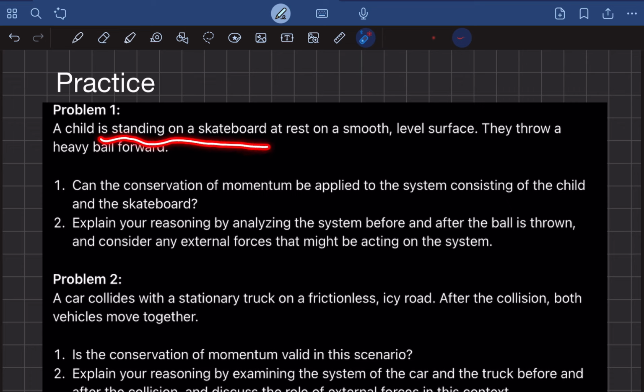The first problem has a child standing on a skateboard at rest on a smooth, level surface. They throw a heavy ball forward. So can you apply the conservation of momentum to the system? And then explain by talking about whether there are external or internal forces. The second problem: a car collides with a stationary truck on a frictionless, icy road. After the collision, both vehicles move together. Is the conservation of momentum valid in this scenario? And again, explain why by looking at the forces, both internal and external.